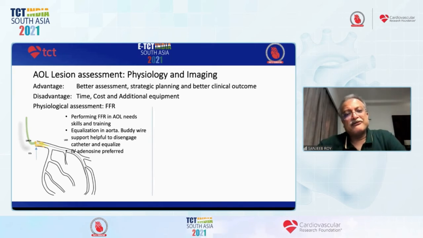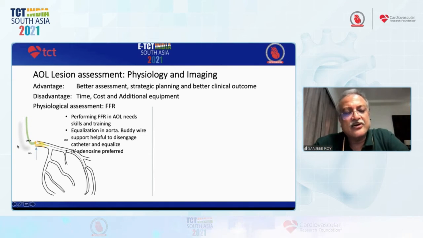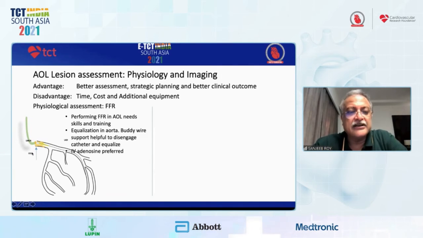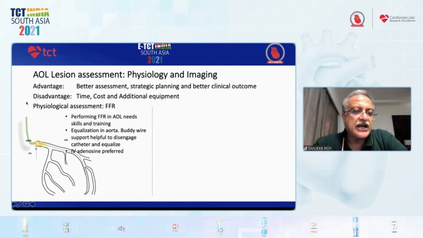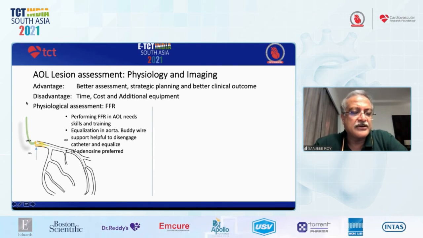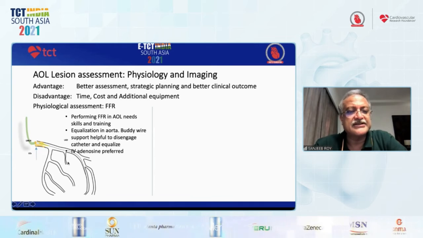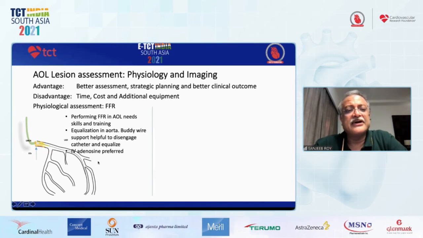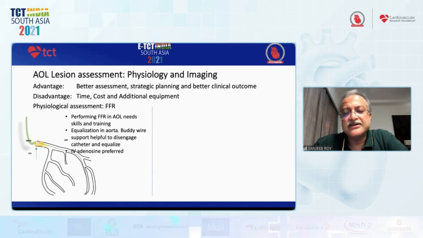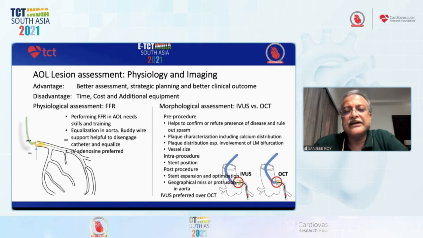Whenever we are performing FFR, the most important thing in an aorto-osteal lesion is that we must equalize in the aorta. Sometimes to do that, we might need the buddy wire, as I've already shown. The cases that I showed you were isolated osteal diseases, but there might sometimes be downstream disease, most often actually associated with such situations. So here we preferably use IV adenosine instead of intracoronary, because intracoronary does not give you an ideal assessment.